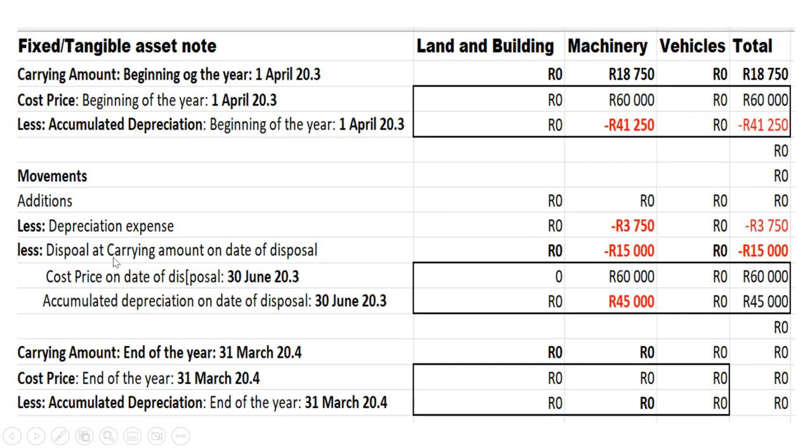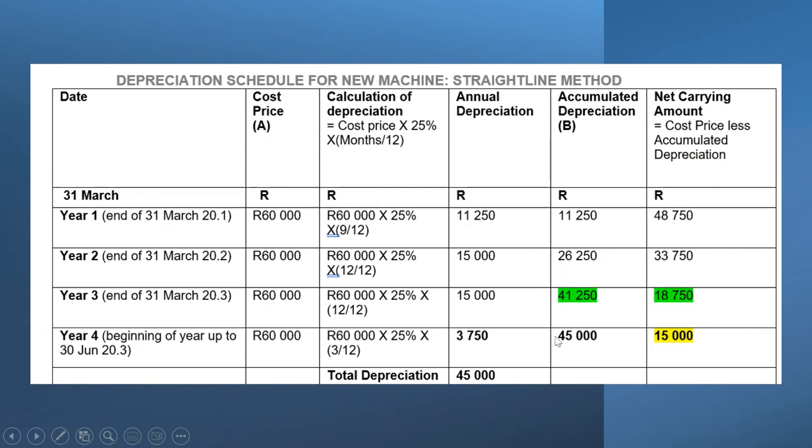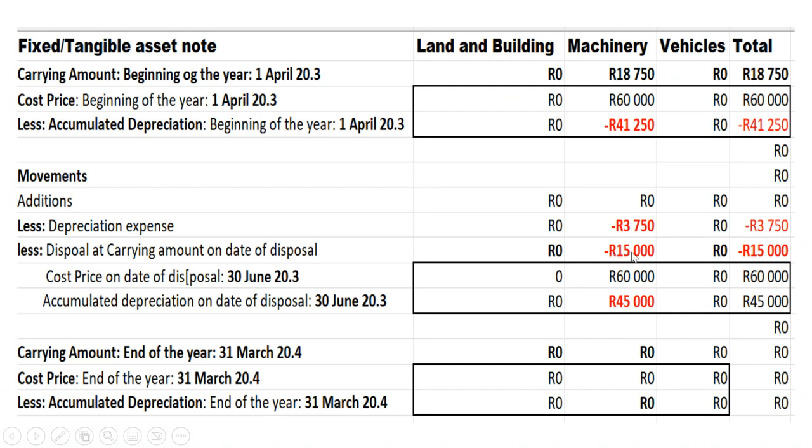Then less the disposal at the carrying amount on the date of disposal. What was the cost price of the asset that we are disposing on 30 June? It costed us 60,000. What is the accumulated depreciation on the date of disposal? How are you going to calculate that? Because we said 41,250 plus 3,750, we got 45,000. If you go back to this schedule, we know that after determining this depreciation of 3,750, we already had an accumulated depreciation of 41,250. If you add these two, you get 45,000. That's why we have that 45,000 here on the date of disposal. If you say 60,000 less 45,000, you are left with 15,000 rand.